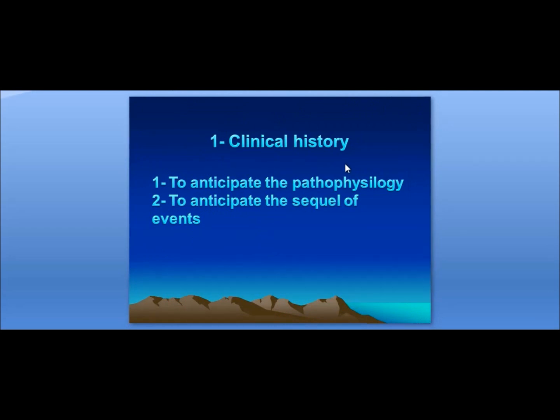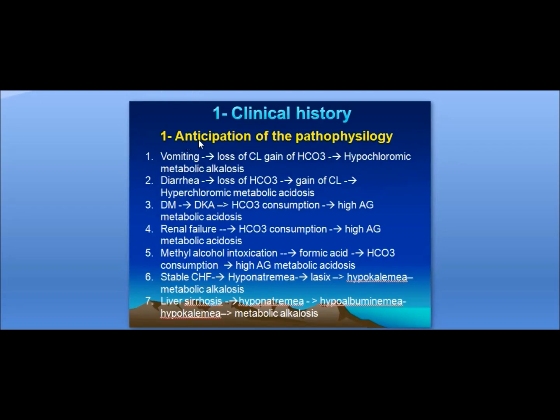Clinical history. Study of the clinical history will be important for 2 things. Number 1, to anticipate the pathophysiology. Number 2, to anticipate the sequelae of events. Anticipation of the pathophysiology, like what? If the patient is vomiting, he is going to lose chloride, gain bicarbonate, and develop hypokalemic metabolic alkalosis. If the patient develops diarrhea, he will lose bicarbonate, gain chloride, and develop hyperchloremic metabolic acidosis.